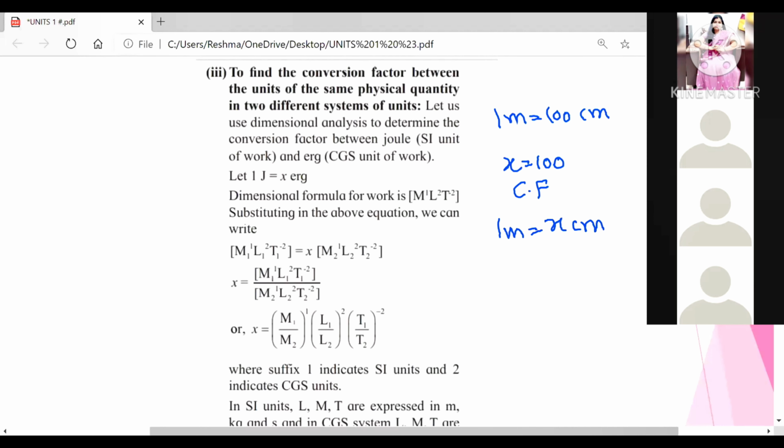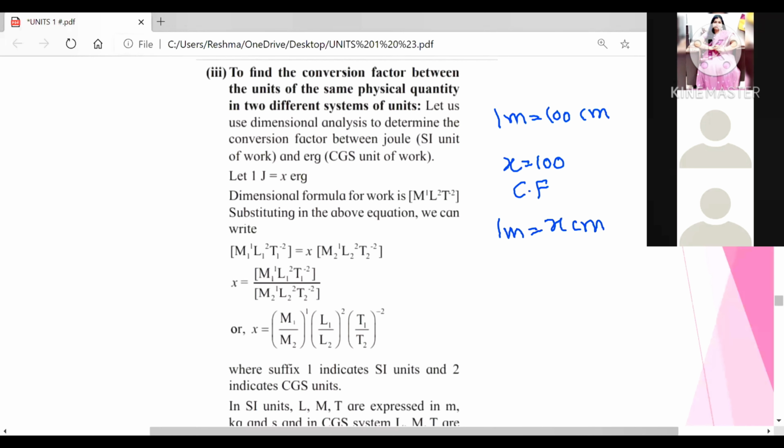Are you getting this point? X is a conversion factor. Have you understood, student? Yes. Our aim is to find out this x value. Application of the dimensional analysis is to find the conversion factor, means this x value, how much it is there to convert one system of unit to another system of unit.